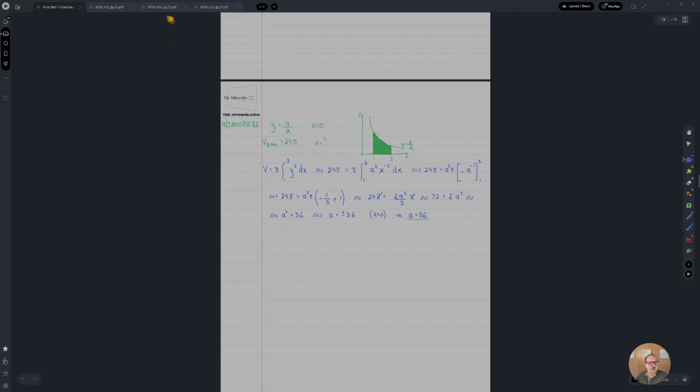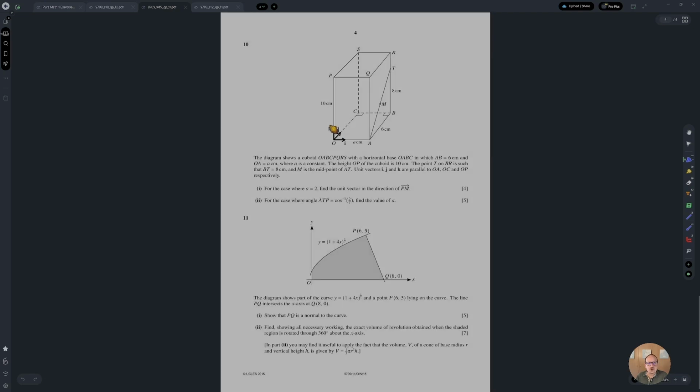All right, next one. Winter 2015, question paper 11, question 11 as well. The diagram shows part of the curve y equals 1 plus 4x to the power of 1/2 and a point P, (6, 5) lying on the curve. The line PQ intersects the x-axis at Q, (8, 0). First, show that PQ is a normal to the curve.